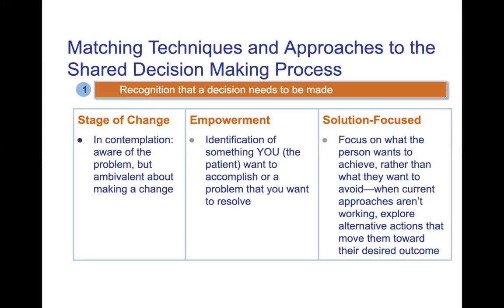So the very first piece is recognizing that a decision needs to be made. So in a stage of change, in contemplation, both either the IDT or the patient are aware of a problem, but aren't sure yet what we need to do about it. So the empowerment piece of this is that it is something that the patient wants to change, and this can even apply to IDT. The IDT wants to change somebody or a problem that they want to resolve. But ideally, we want to find something that the patient wants to resolve in whatever might be a problematic situation.